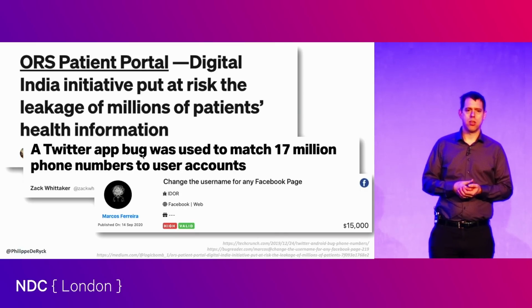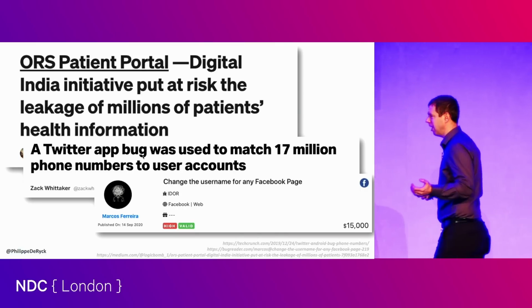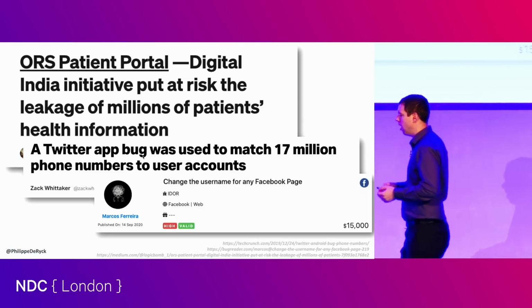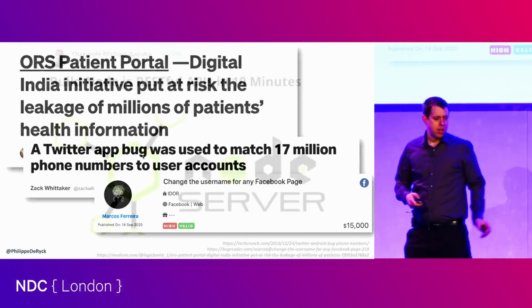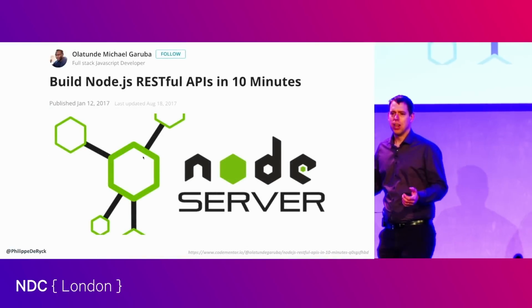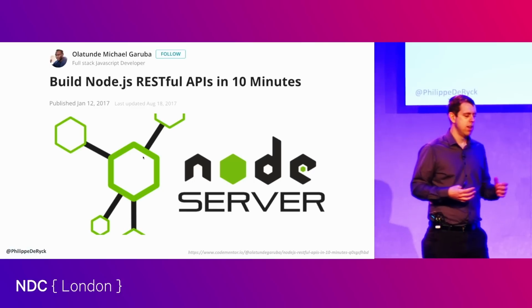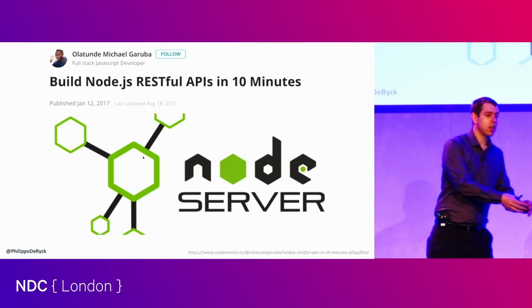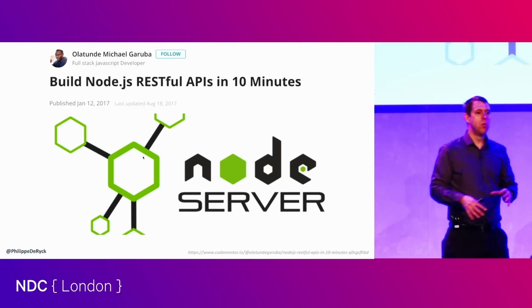Broken object level authorization. What is it and how do we get there? Well, the starting point of getting there is this: building a RESTful API in 10 minutes. I can tell you that in 10 minutes, there's not going to be any security in that API, which is okay.